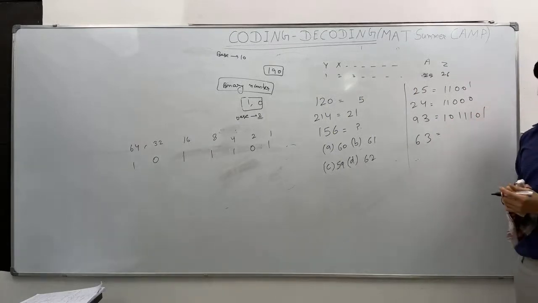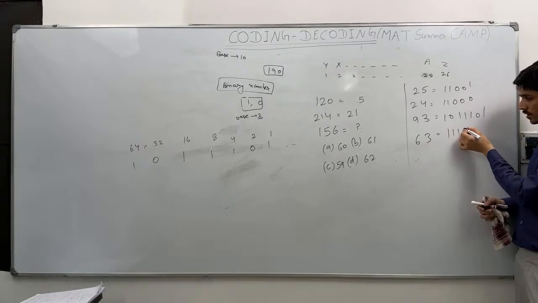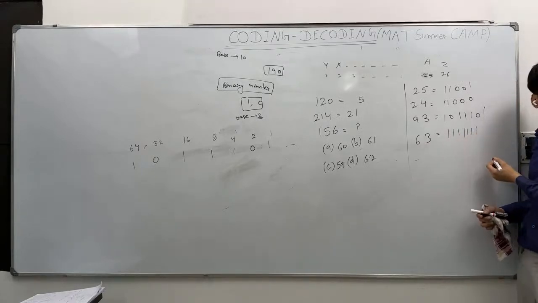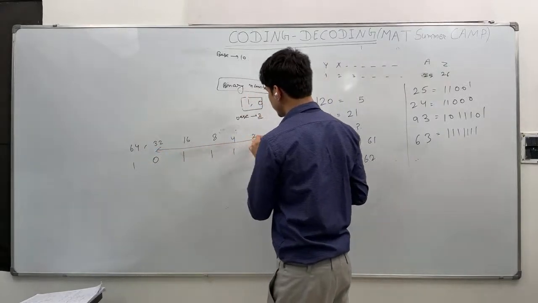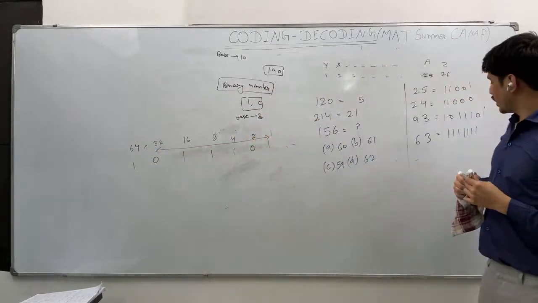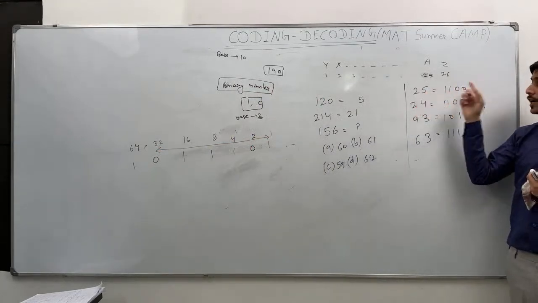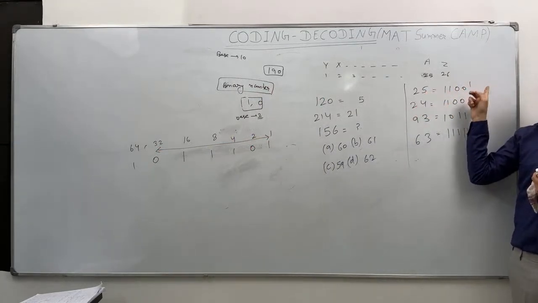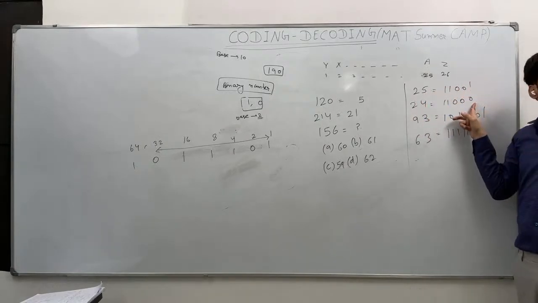Like 63, 1, 1, 1, 3, 4, 5, 6. Likewise, let's say if you add all these, are you getting 63? Okay. Now you see, are you able to observe any pattern? The odd number will end at 1. Are you getting my point? Odd number will end at 1 and even number will always end at 0.